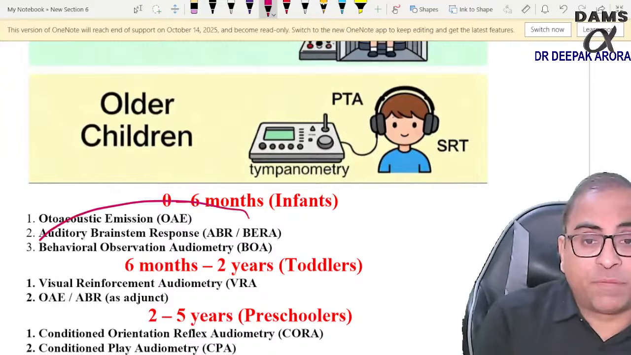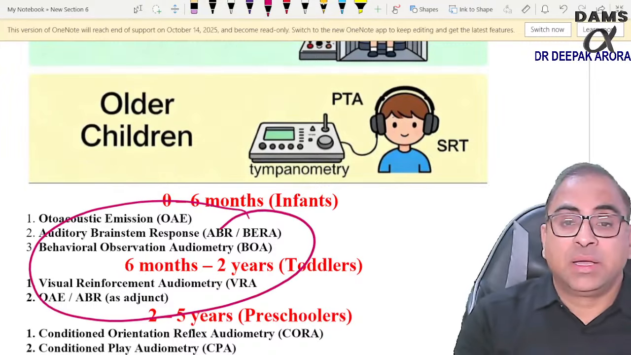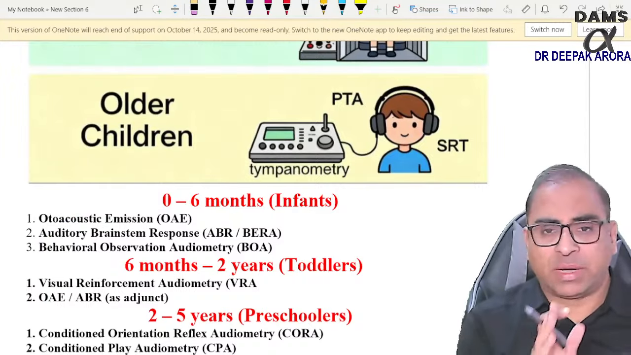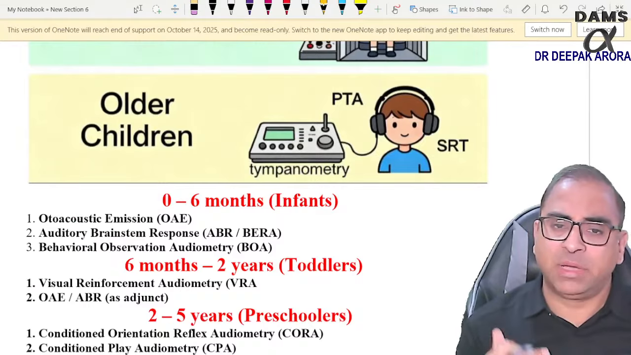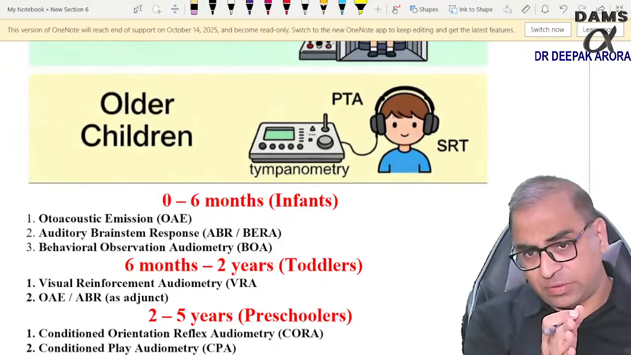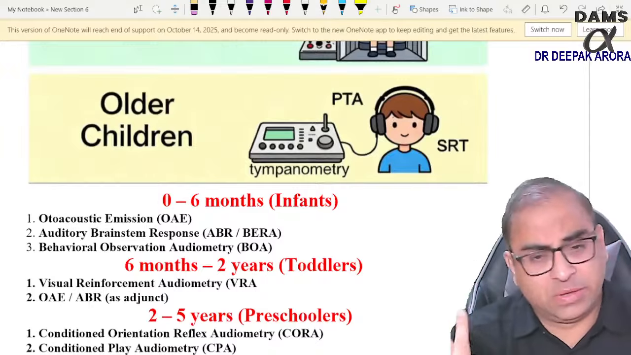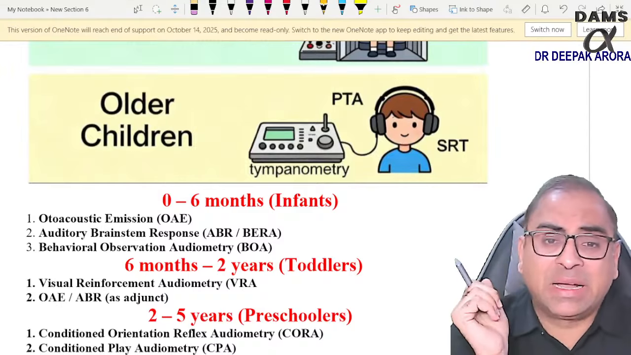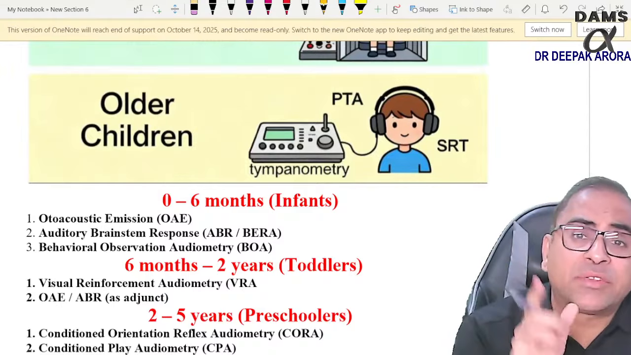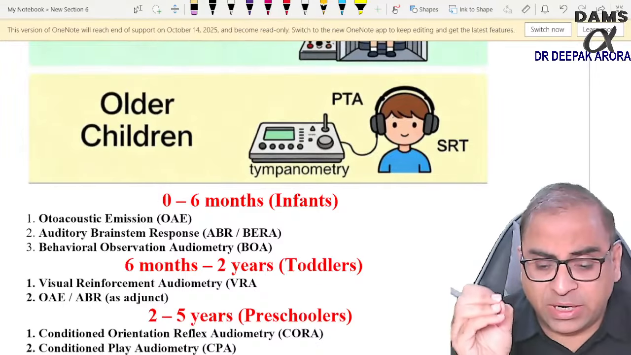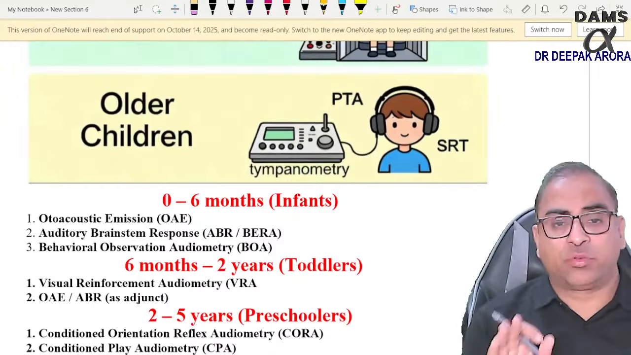So this group of investigations is done up to 2 years. Below 6 months, I prefer otoacoustic emission, BERA, and behavior observation audiometry. Between 6 months and 2 years, we do visual reinforcement audiometry. Otoacoustic emission and BERA are screening procedures. They should be done as soon as possible, because if the newborn has any deafness, we should treat the newborn as soon as possible.